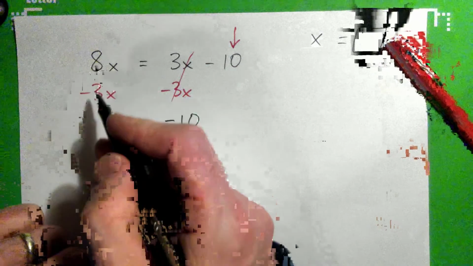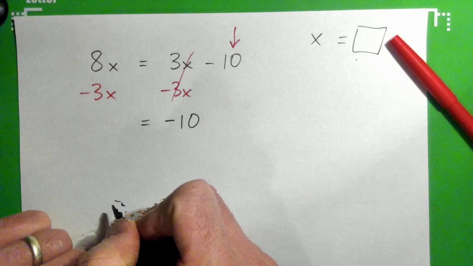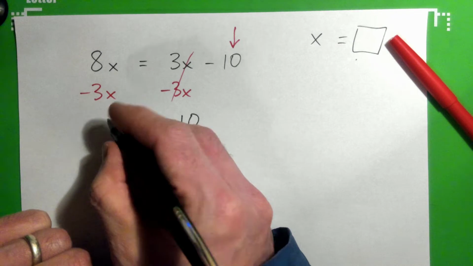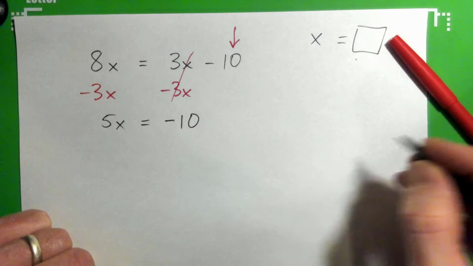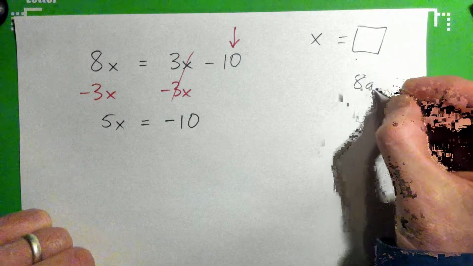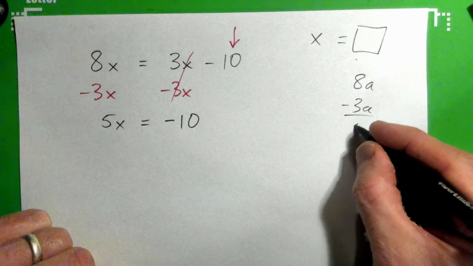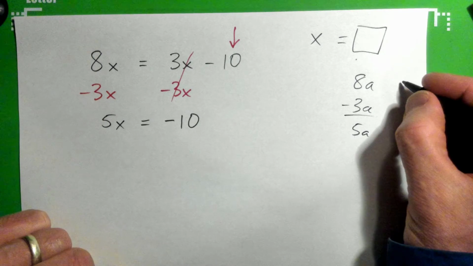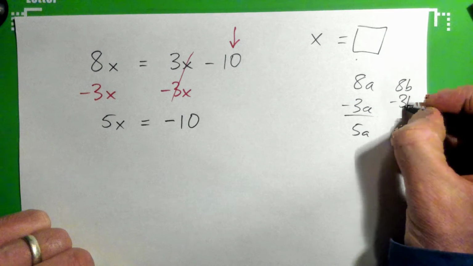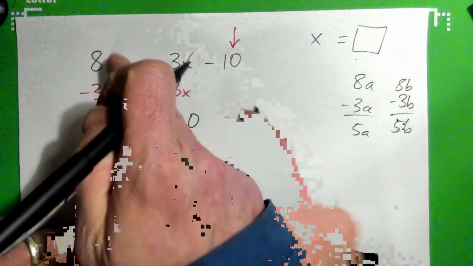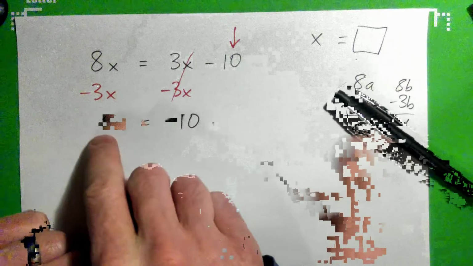Now 8x minus 3x is what? It's just 5x. It's kind of like saying, what's 8 apples subtract 3 apples? What's that? 5 apples. What's 8 bananas subtract 3 bananas? 5 bananas. 8x subtract 3x, 5x. So we have 5x equals negative 10.